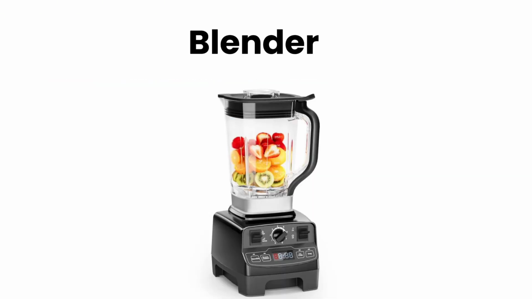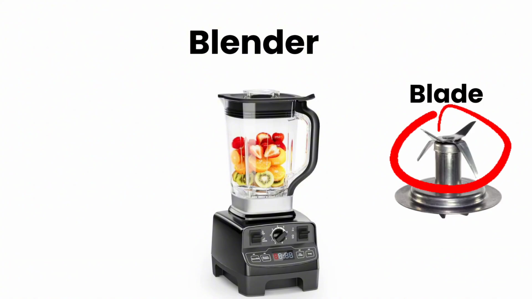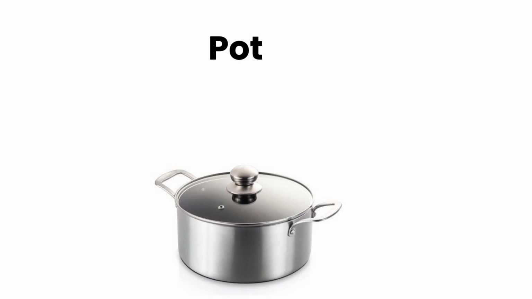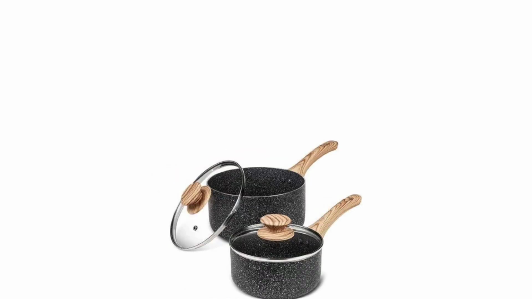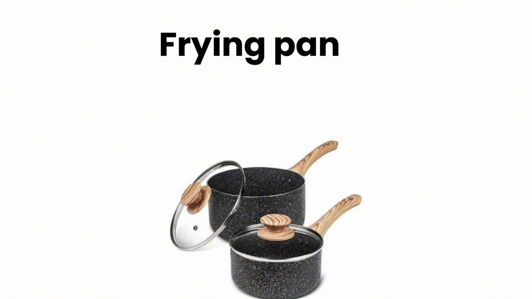This one is a blender, and a blender has blades. This is a pot, and a critical part of the pot is the lid. This one is a frying pan, and a frying pan has handles.